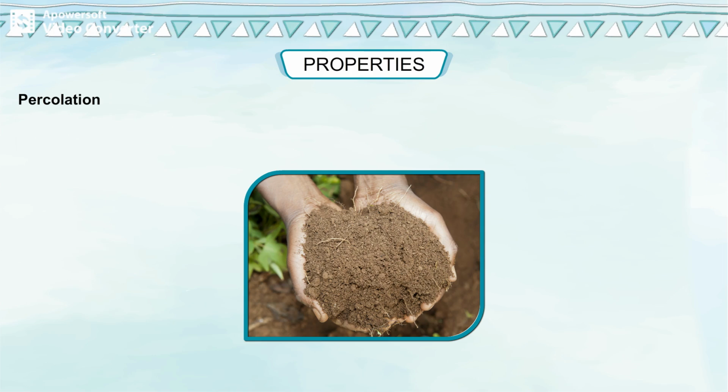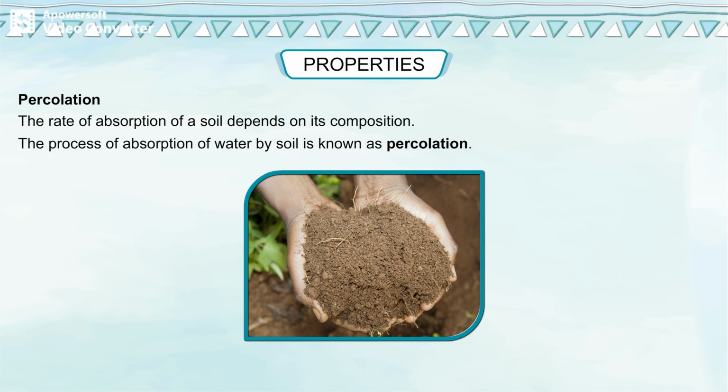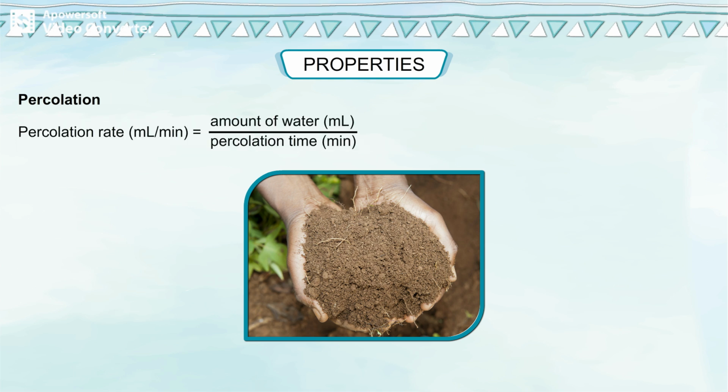Percolation. The rate of absorption of a soil depends on its composition. The process of absorption of water by soil is known as percolation. Percolation rate in milliliters per minute is equal to the amount of water in milliliters upon percolation time in minutes.